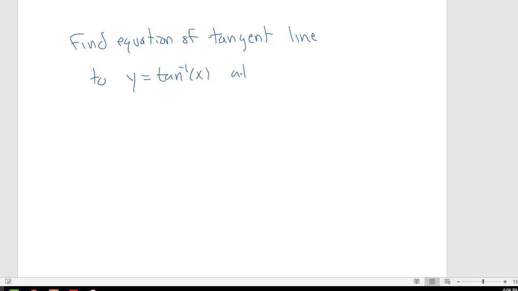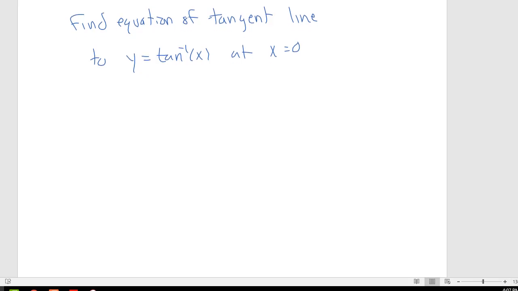Okay, let's do one last example here, and let's say that in this example we want to find the equation of the tangent line to, let's pick inverse tangent of x at x equals 0. All right, we've been finding equations of tangent lines quite a bit in all of our prior videos. So to find the slope of the tangent line, we need the derivative. So I need to find y prime. So the derivative of inverse tangent is 1 over 1 plus x squared.